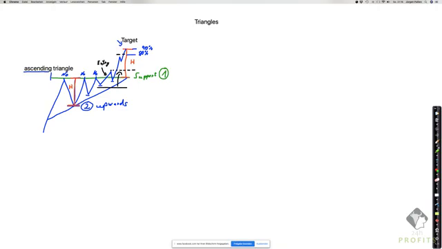The key here, so let's put in the other things that we will need. So 3 is our entry point, that's when we break through the support line, and 4 would be our target. And of course we always need a stop loss, so we don't get caught in a wrong trade and turn around and lose it all again. So that would be the ascending triangle, and we can nicely trade that.